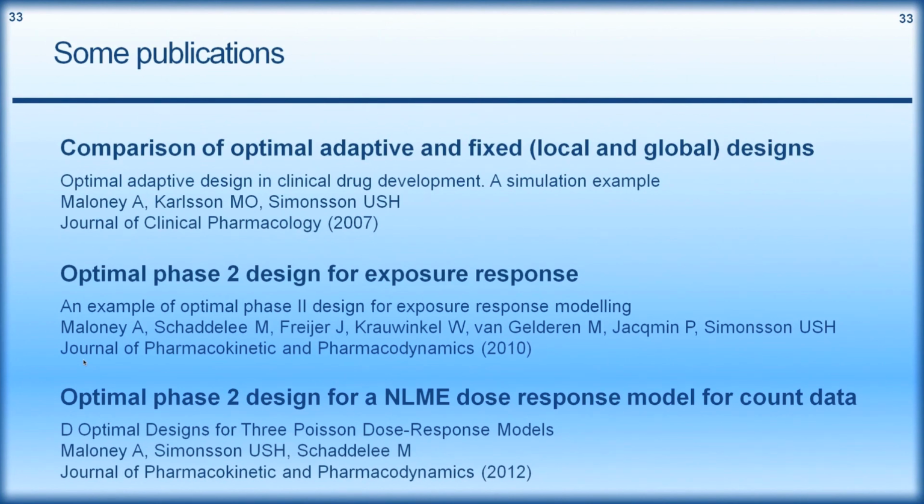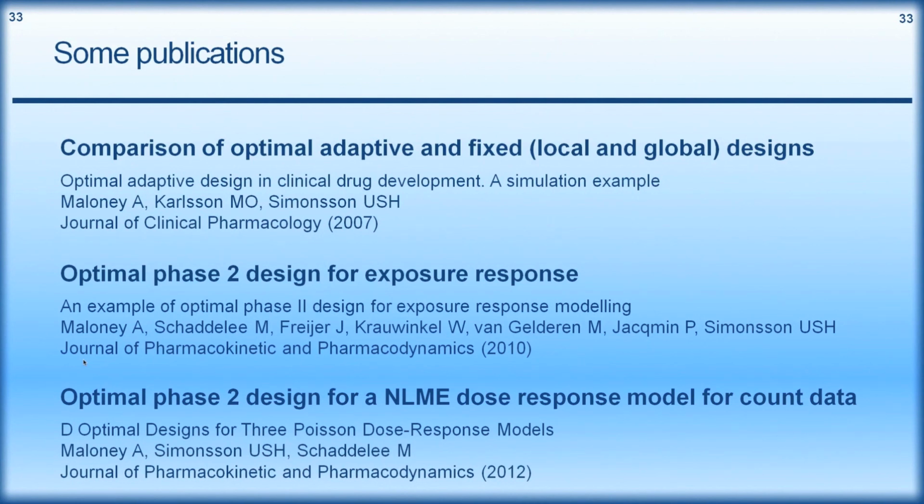If you are interested, here are some publications. The first publication focuses on the use of adaptive design and shows how essentially it reduces the risk because it learns about the dose response as you're going along, and therefore by learning it randomizes new patients to the best doses, and of course therefore it outperforms a fixed design. The second paper is looking at exposure response rather than dose response, because the designs are different if you're planning an exposure response rather than a dose response.